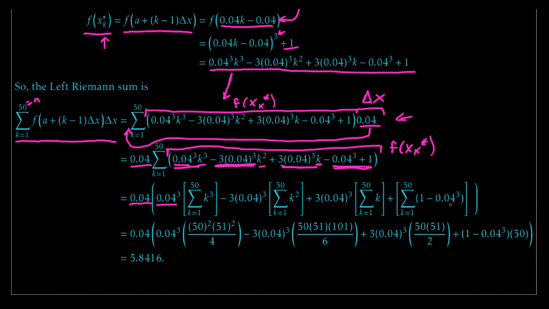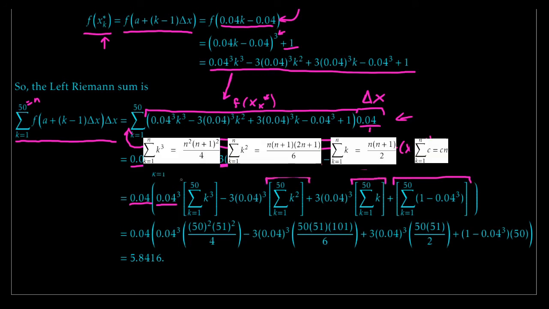Cool. It looks messy right now, but we can deal with each one of these guys separately using the identities we already know. So I'll put those up here real quick. Bam. All right. Let's plug and chug. So this sum from k equals 1 to 50 of k to the third becomes 50 squared times 50 plus 1 squared all over 4. So I just replace it with that right down here.